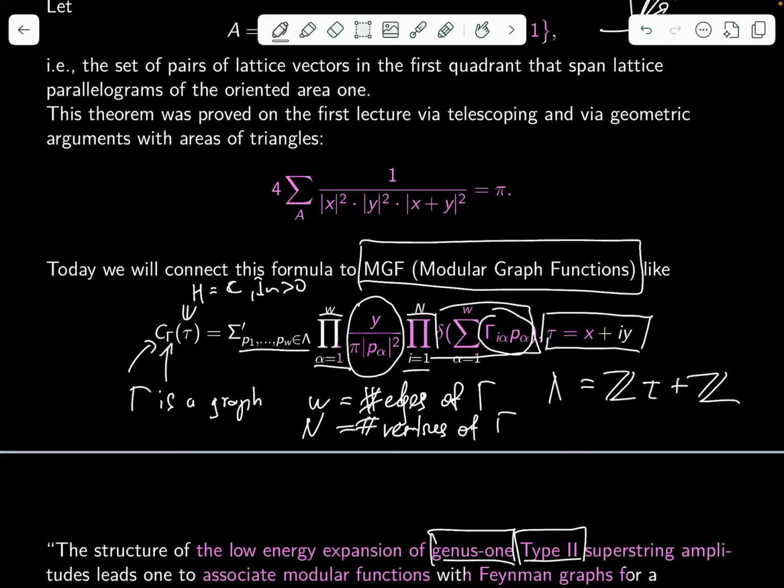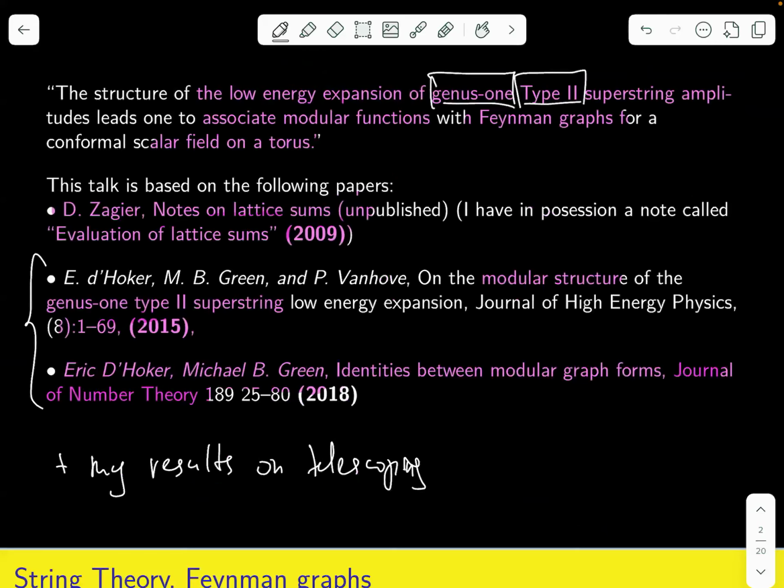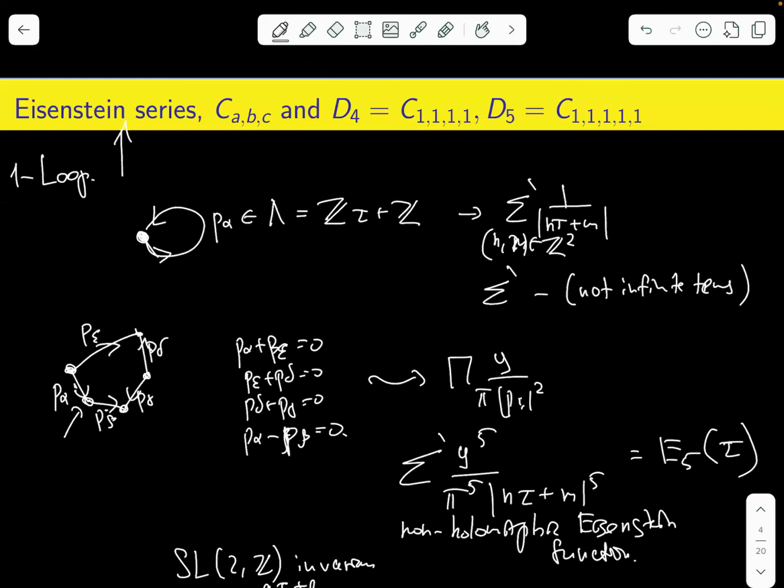The power of y is the number of edges, and the number of edges is called the weight of the function. This low energy expansion is graded by the weight, so the graphs with a smaller number of edges appear earlier, they give the first contribution. That was about one-loop graphs.